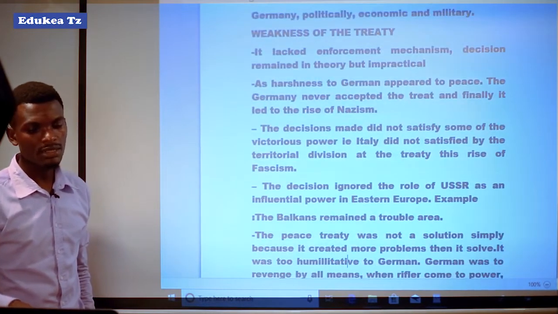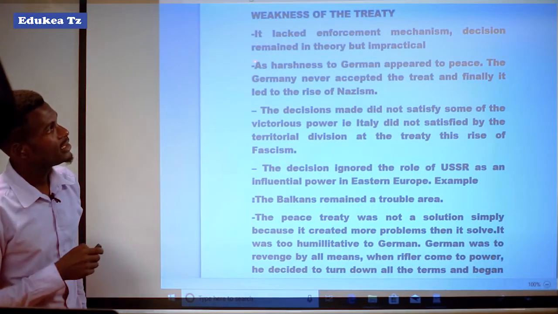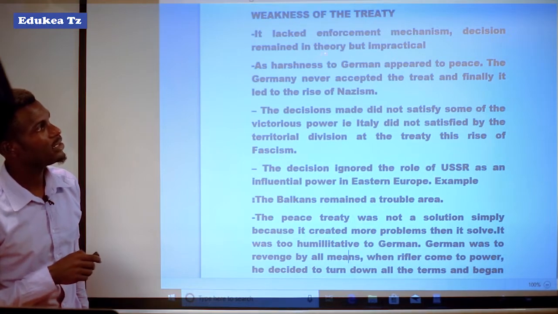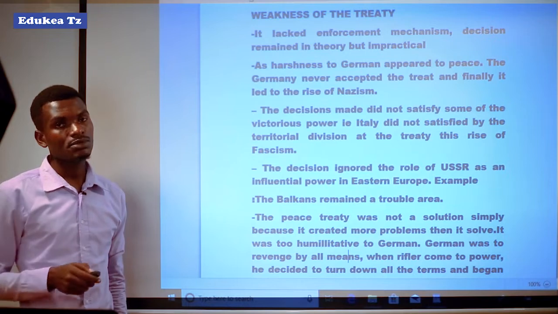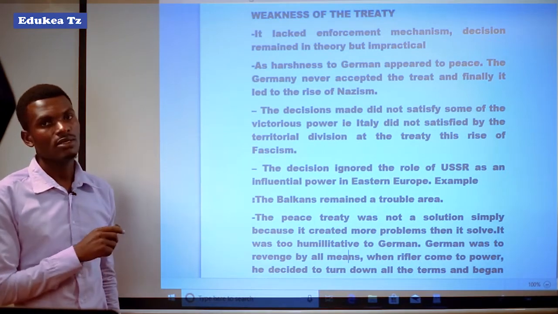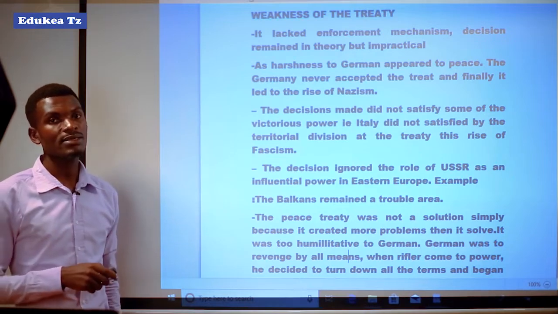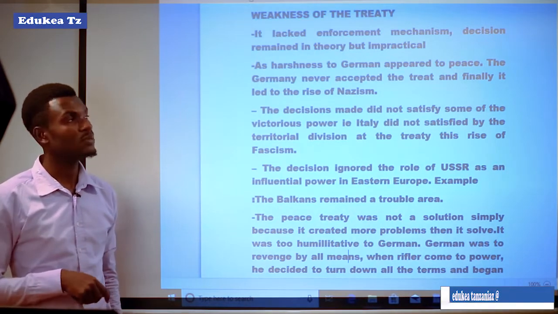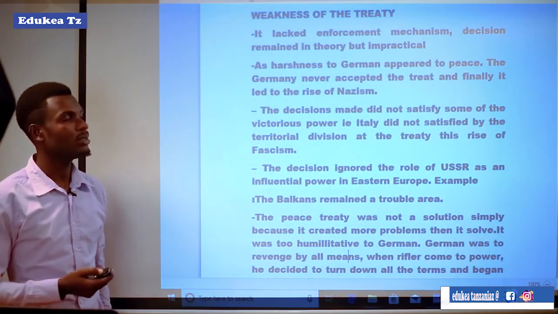What were the weaknesses of the Versailles Peace Treaty? It lacked an enforcement mechanism. Decisions remained in theory but not in practice. It means that the Versailles Peace Treaty came up with those terms, but the enforcement mechanism was lacking, and the decisions made during the treaty remained in theory and were not practiced.